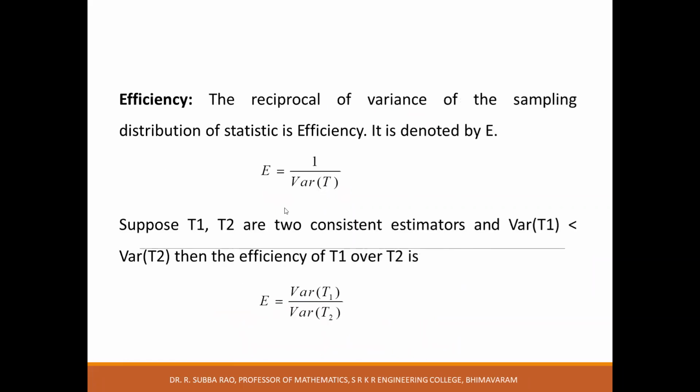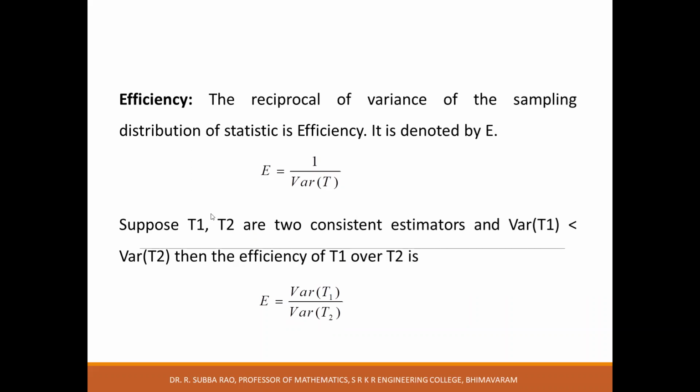The third case is efficiency. Efficiency is nothing but the reciprocal of the variance of the sampling distribution of the statistic, and efficiency is denoted with E. So your efficiency E is equal to 1 by variance of T. For example, if there are two consistent estimators, T1 and T2, and variance of T1 is less than variance of T2, then the efficiency of T1 over T2 is E equal to variance of T1 by variance of T2.